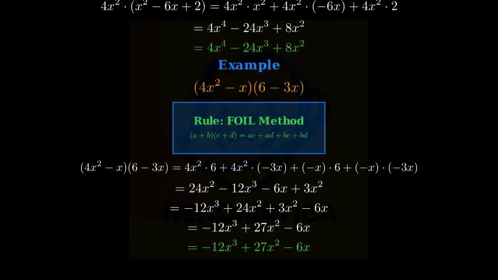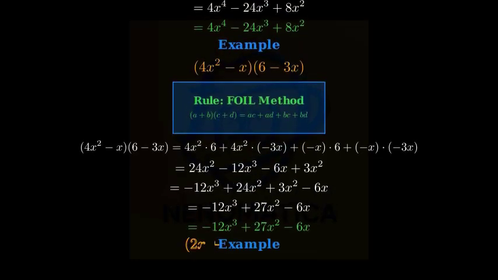Wait, there seems to be a discrepancy with the solution shown in our example. Let me double check the calculations. In the provided image, the solution is written as negative 12x cubed plus 27x squared minus 6x. This matches our calculation, but there was an error in the intermediate step of the original solution. The correct solution is negative 12x cubed plus 27x squared minus 6x.